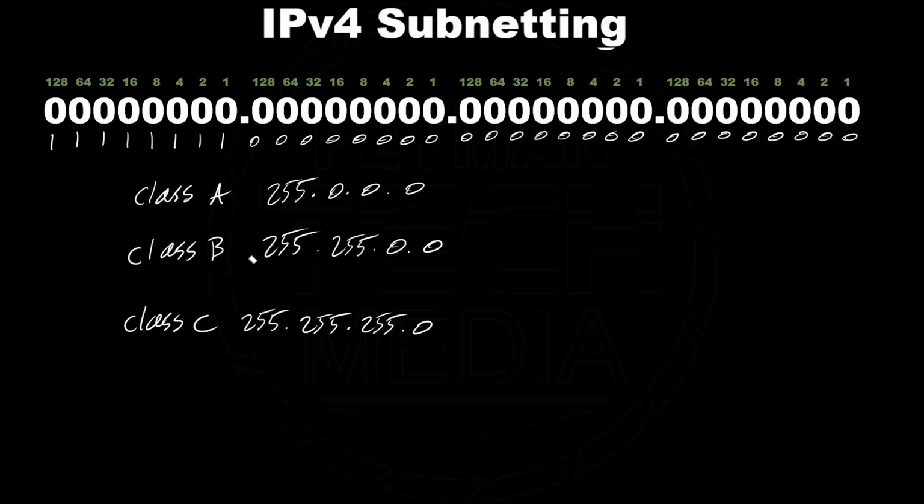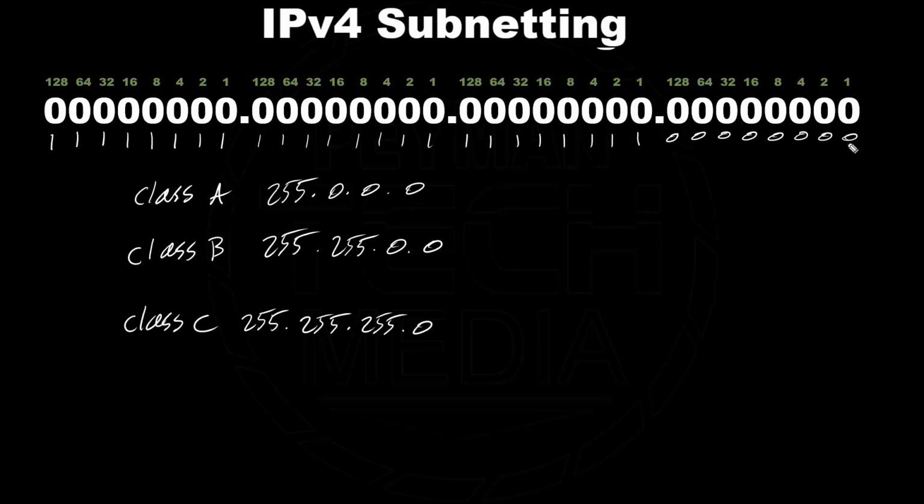For Class B, let's erase all this and add this as well. So this is an example of the Class B default subnet mask, 255.255.0.0. And for Class C, let's erase all this and add. So we have 24 bits for network and 8 bits for host. That's a total of 32 bits. Again, in IP version 4, we have 32 bits.